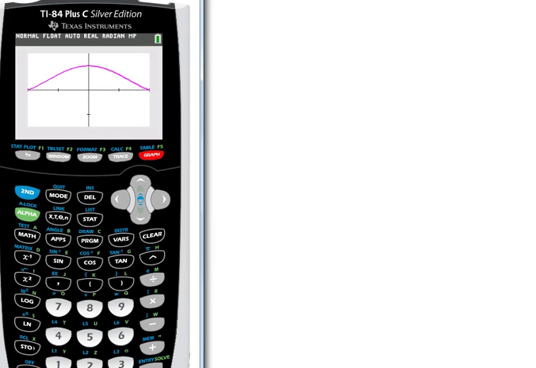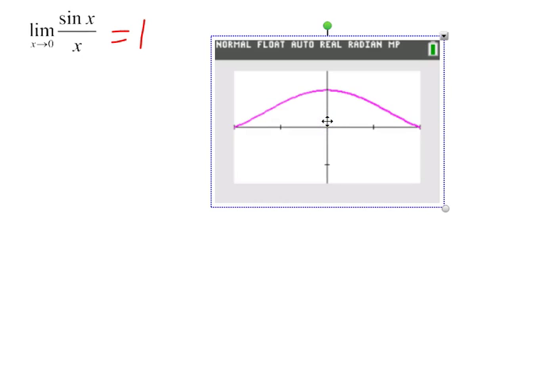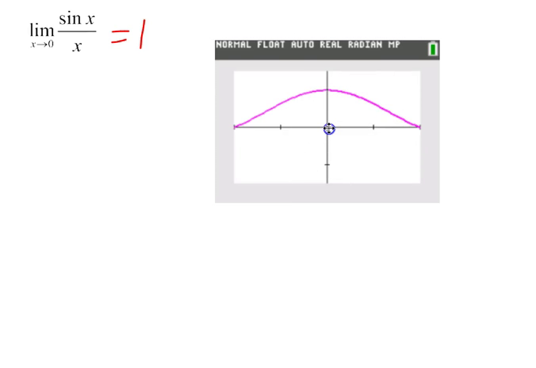And as you can see, as my graph approaches 1 on the x-axis from the left and from the right, this y value approaches 1. Okay, so we know the answer is 1 from the picture. We know the answer is 1 from the squeeze theorem. Let's take a look at how we get 1 from L'Hopital's rule.